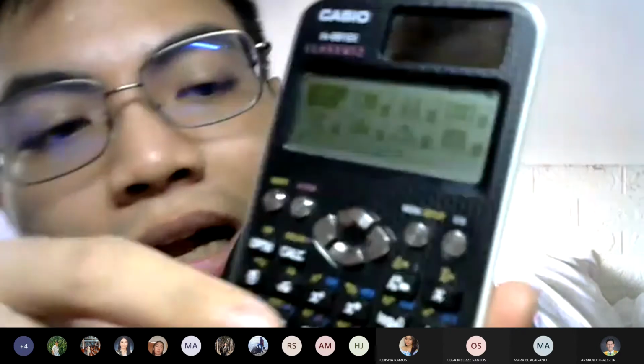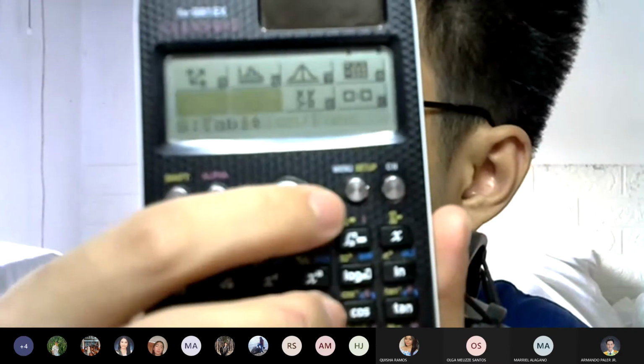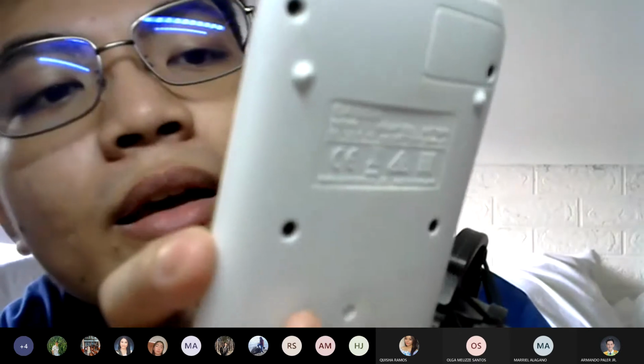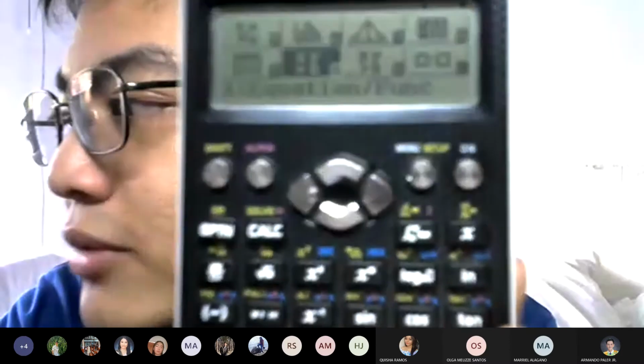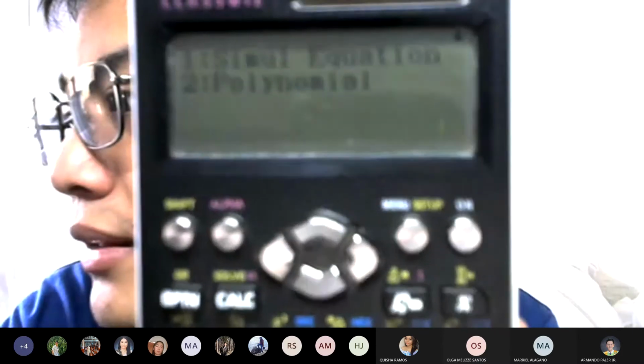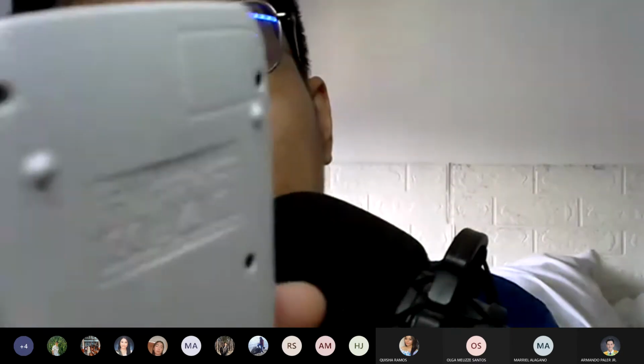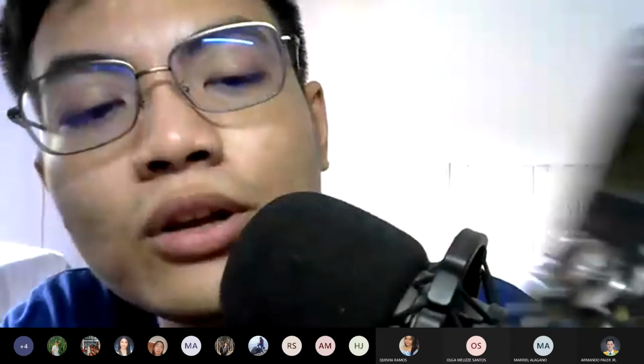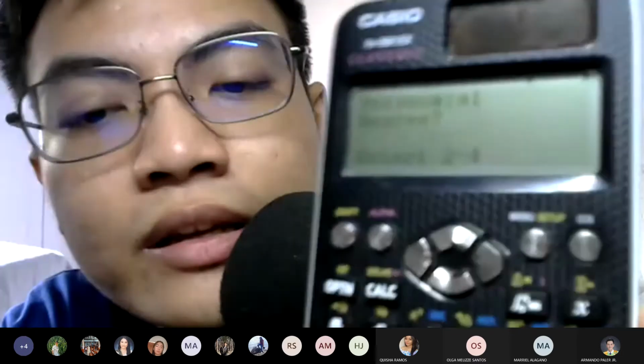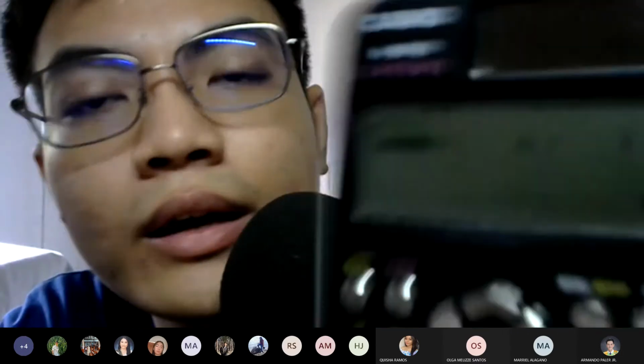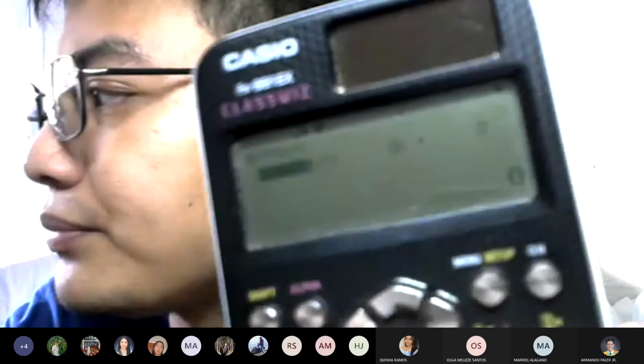So you press menu, and then find the equation. Okay, it's at the bottom. Yan. Okay, so this is the equation, the one with the graphic of xy equals 0. Then you press the equal sign to access that. Then you choose polynomial, and the degree is 2. Okay? So that's how it is on the ClassWiz, no?